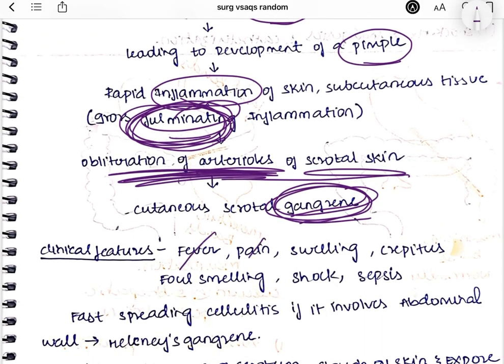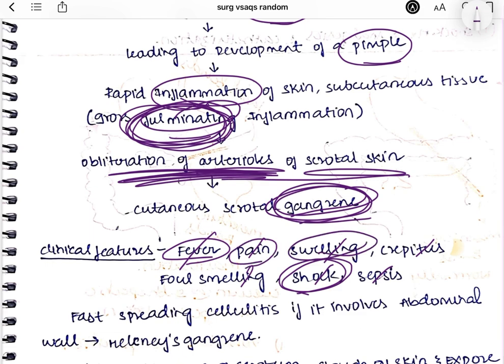So you'll see pain, fever, swelling, crepitus, foul smell, shock and sepsis. For shock, you'll give IV fluid resuscitation, and for fever you'll give antibiotics and antipyretics. For pain you can give analgesics. The swelling is causing this gangrene of the scrotum, right? And the skin over the scrotum is being sloughed off. So what will you do? You will remove the skin by aggressive debridement and then do a vacuum assisted dressing. After the dressing, you will place a graft. So that is what is done for Fournier's gangrene.